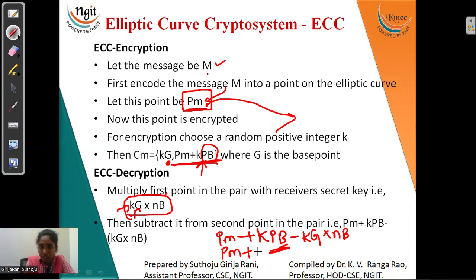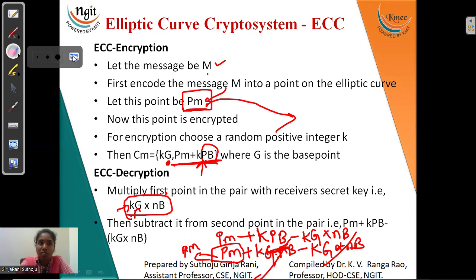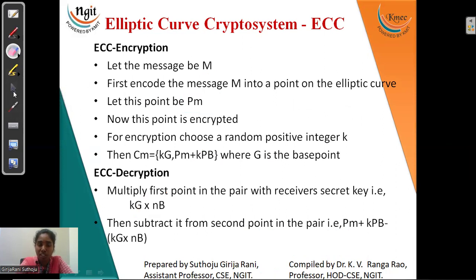PM plus K G into NB minus K G into NB. So the positive and negative get cancelled, and the plain text which we have will be the one remaining. So this is the procedure to work with elliptic curve cryptography. I think you got it, right?